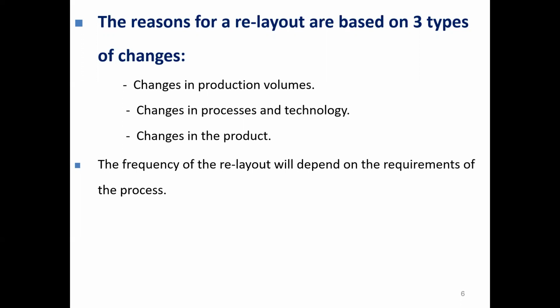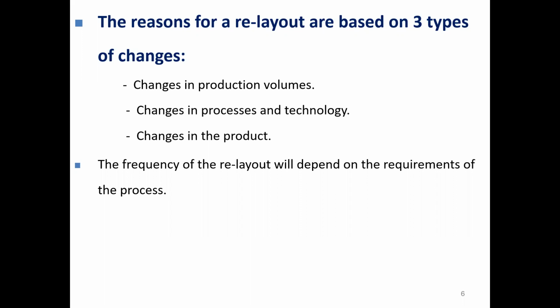Then the changes in processes and technology. Suppose the process is changed, that may be a chemical process or a physical process, whatever it may be. Obviously the steps in the process, the requirement of chemicals in the process, or other things are going to change. Sometimes, with reference to the latest technology development, we have to adopt some new technology. And if you adopt this technology, then also we have to re-layout our plant.